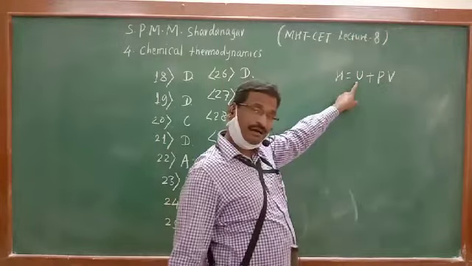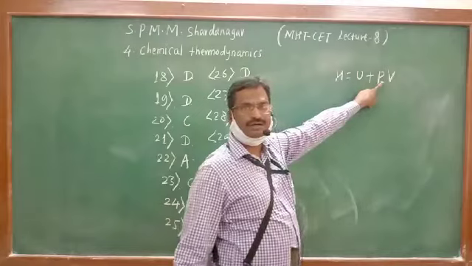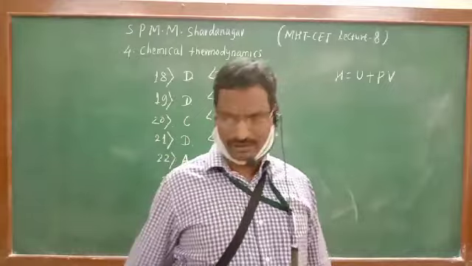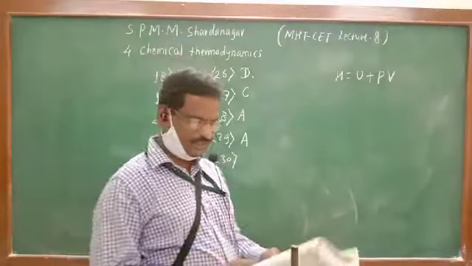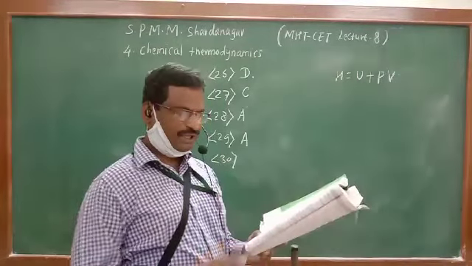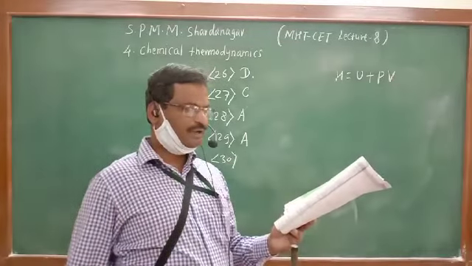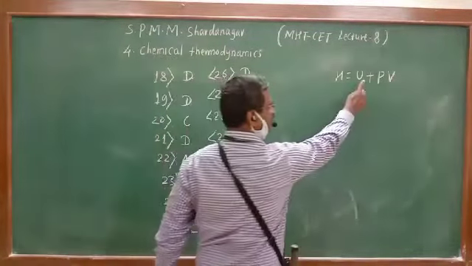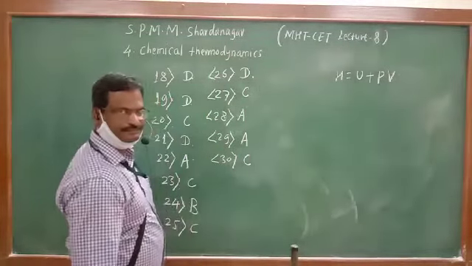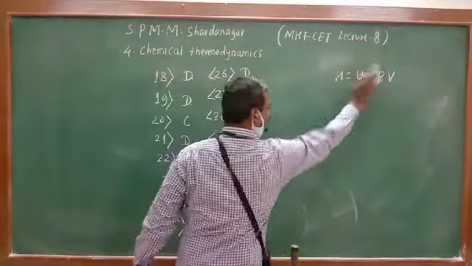Unavailable energy to do work and available energy to do work. The summation of unavailable and available energy to do work is known as enthalpy. So see the options. Option A, internal energy. B, product of pressure P and volume of gas. C, internal energy U plus PV. So option C is correct. Enthalpy is a summation of internal energy U and PV.